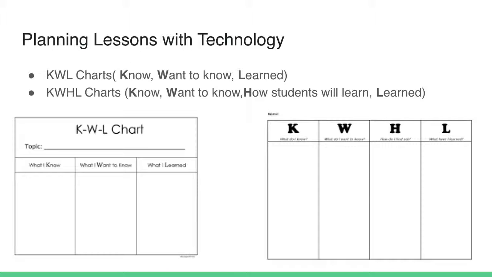For the KWHL charts, the K, W, and the L are the same, and the H is for how students learn.